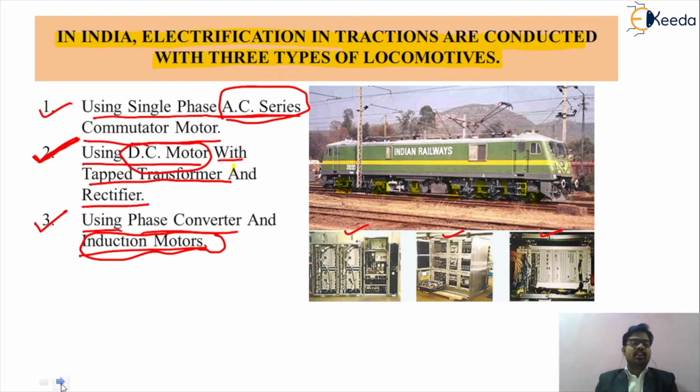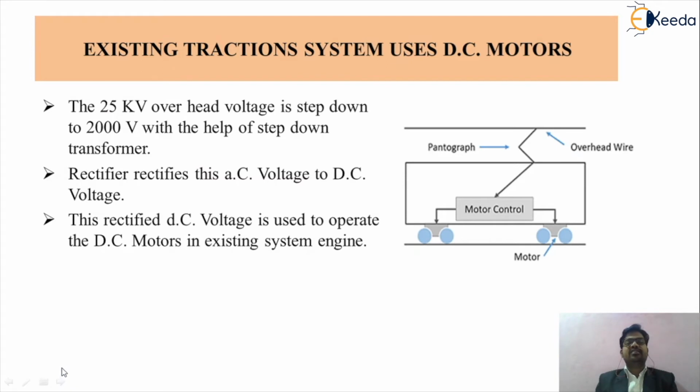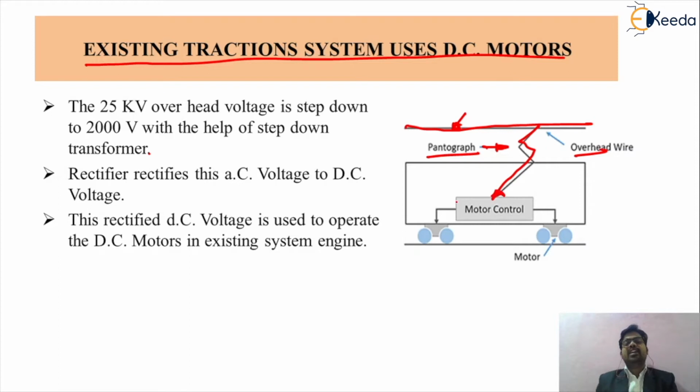Now we can understand the existing traction system using DC motors, because nowadays we are using the DC series motor for long trains, but while designing the system for the local or the bullet train, we prefer different types of AC motors. In the existing traction system using DC motors, this is a transmission line, and this is a collector, or pantograph collector. This is the overhead line which carries the power. The pantograph collector collects the power, and this power is supplied to your motor control.